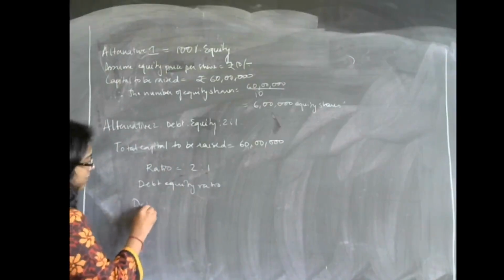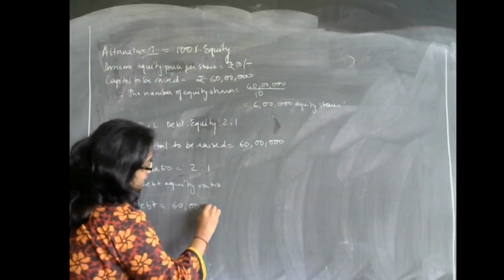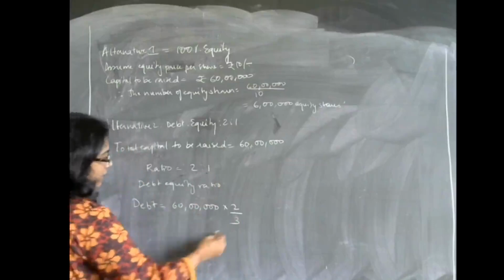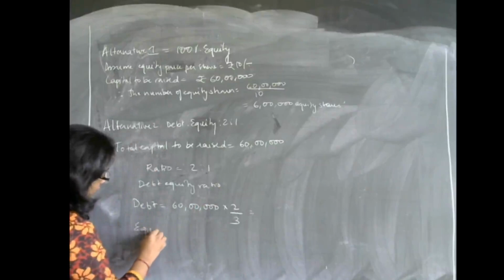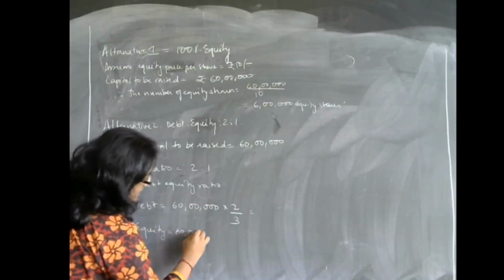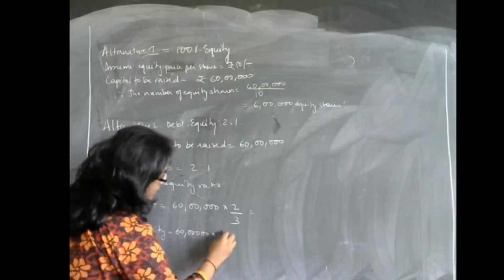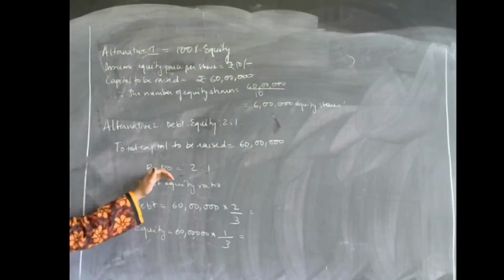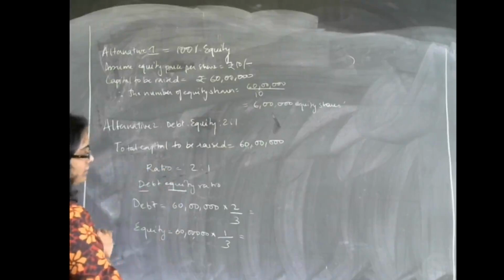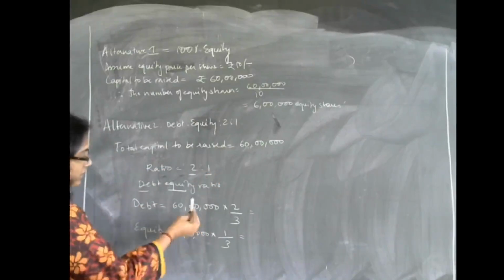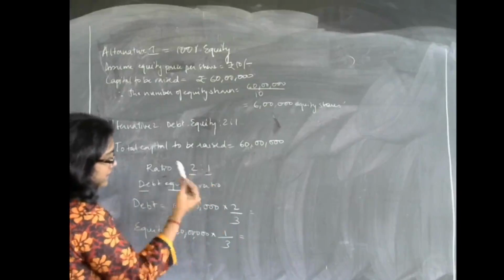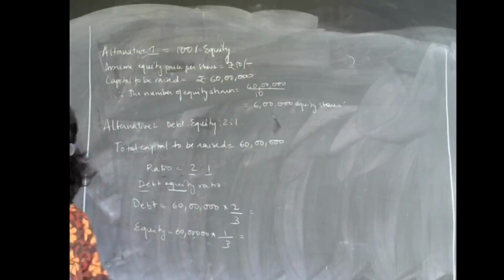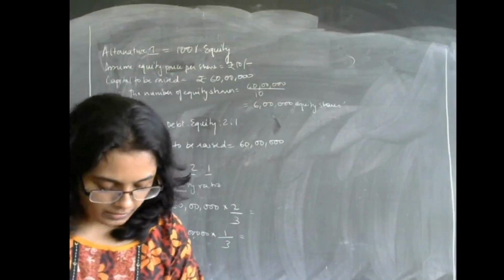So debt is going to be 60 lakhs into 2 divided by 2 plus 1, which is 3. How much is it coming to? And equity is going to be 60 lakhs into 1 divided by 3. How much is it going to be? I hope you all know how to solve ratios. The ratio which is given is the debt equity ratio. So debt is going to be 2 divided by 2 plus 1, 3. Equity is going to be 1 divided by 2 plus 1, 3. So what is the debt and equity ratio that you are getting over here?